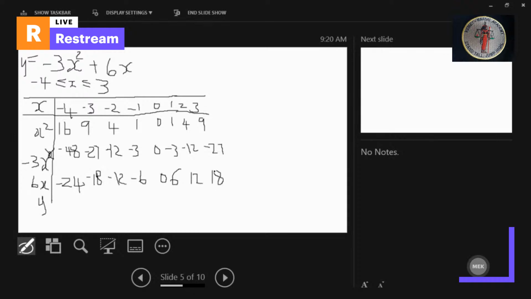So now we're going to combine these, but where do we start? Do we start in this row, this row? Go back to your function. Go back to your equation and see the first term. The first term is negative 3x squared. So we start in the negative 3x squared row. This is where we start, not here.